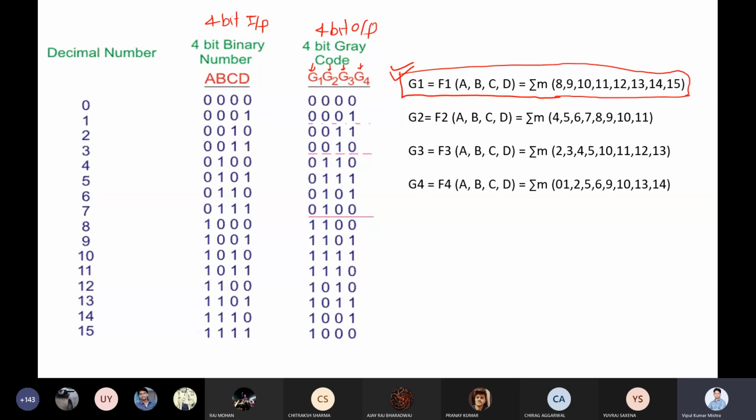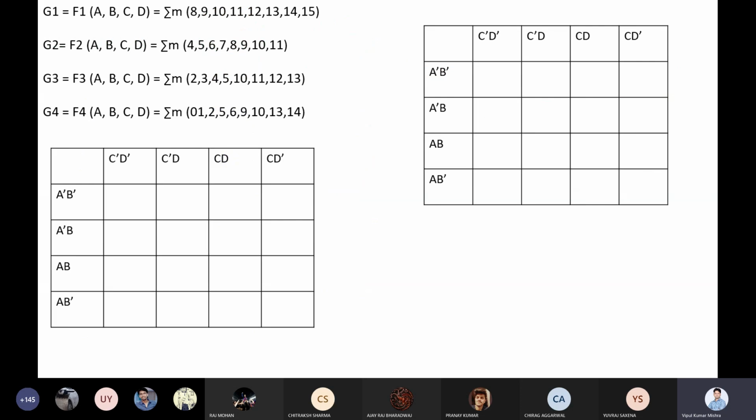Now we already know the process. If we have a function in the form of minterm, how to utilize the K-map to find the optimized function for that. We have already gone through this process multiple times, right? Minterms are given, and then you can easily make a K-map for that, and then you make the equation for that. So let us do that process.